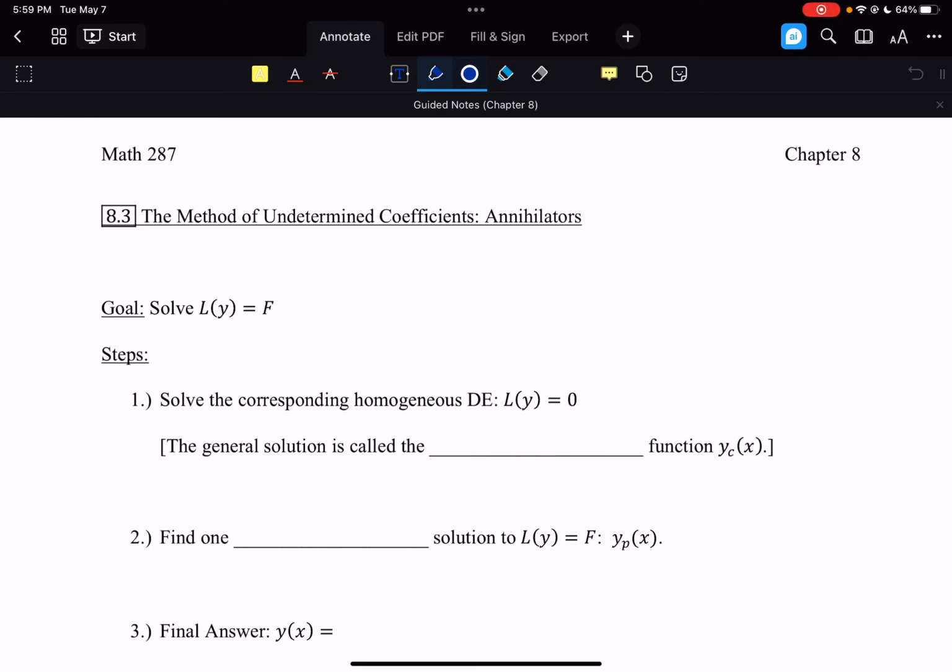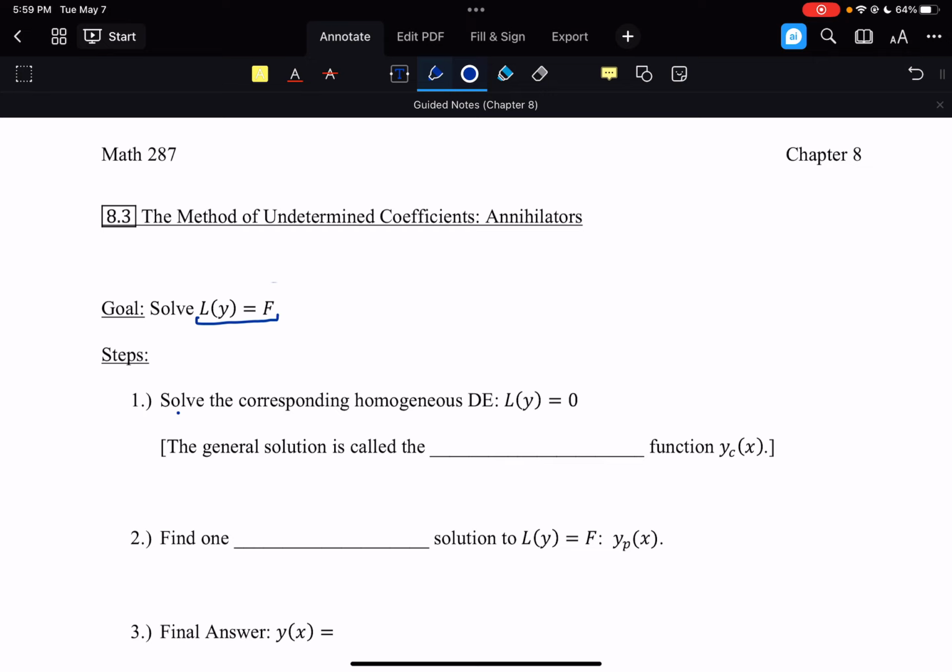Welcome to section 8.3, where we are going to be looking at the concept of annihilators and their use in solving differential equations. In the previous sections, we looked at how to solve differential equations that were homogeneous, so they were set equal to 0. In this section, we have L of y equal to f, a non-homogeneous differential equation. We want to be able to solve more general problems like this, not only ones that are equal to 0. In order to solve a differential equation like this, we have a few steps.